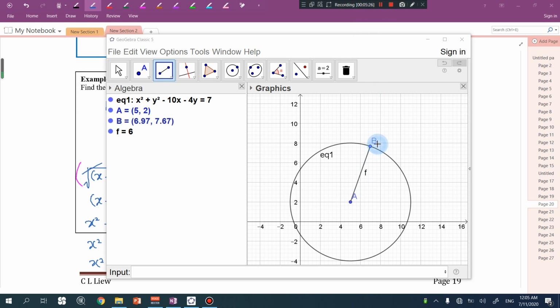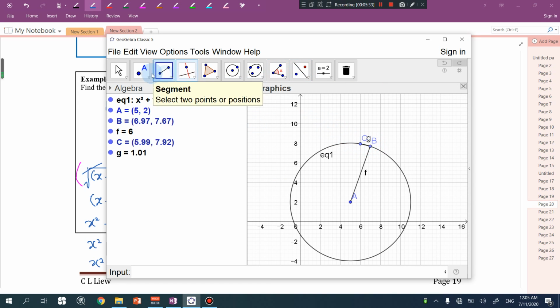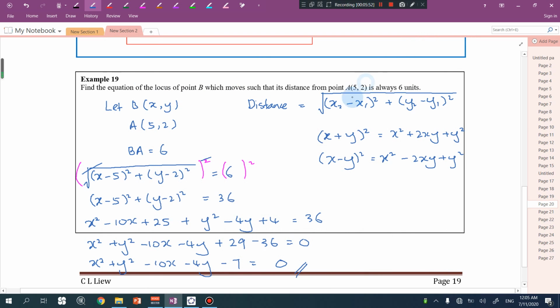Now you look at here. Here it is always 6 units, no matter where it goes. This point B, from point A, is always 6 units. So this is a locus of point B. This is a way how we get the locus. How do we get the equation of a locus?